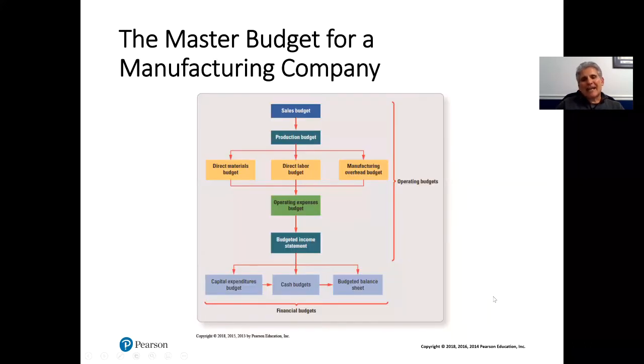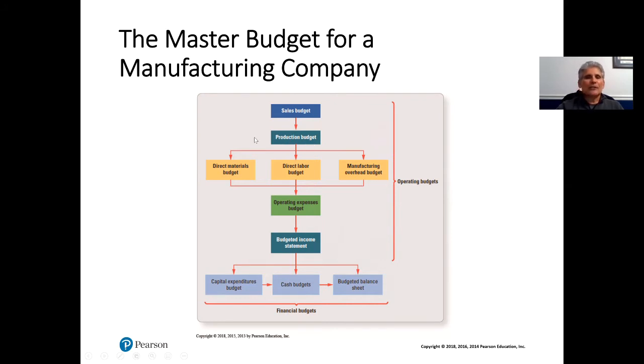If we look at a graphical representation of all the budgets, you'll see that what we start off with is the sales budget. The sales budget really drives the entire budget along, which puts a lot of pressure on the sales and marketing people because they know they've got to come up with something that everybody else is going to be using for their respective departments. After we have a good sales budget, then we can start looking at the production budget.